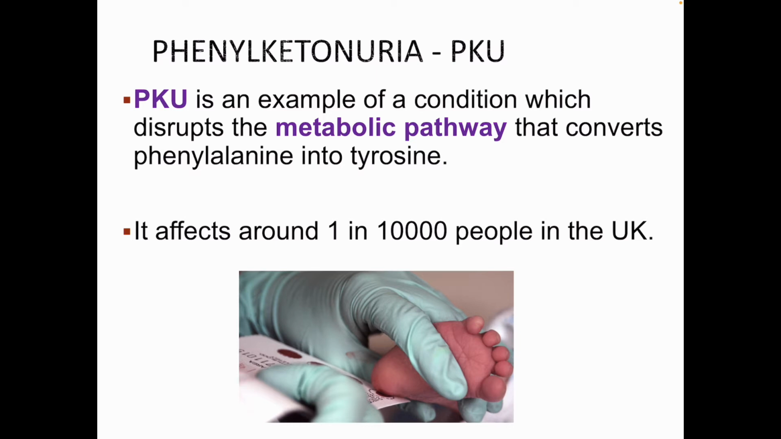If the gene that's responsible for producing one of these enzymes is mutated, you will get a non-functional enzyme, and that can disrupt the metabolic pathway. And a condition that results in the disruption of a metabolic pathway is phenylketonuria, or PKU. This is a condition whereby the enzyme that is responsible for converting the amino acid phenylalanine into tyrosine is mutated, and it blocks that metabolic pathway. It affects around 1 in 10,000 people in the UK.